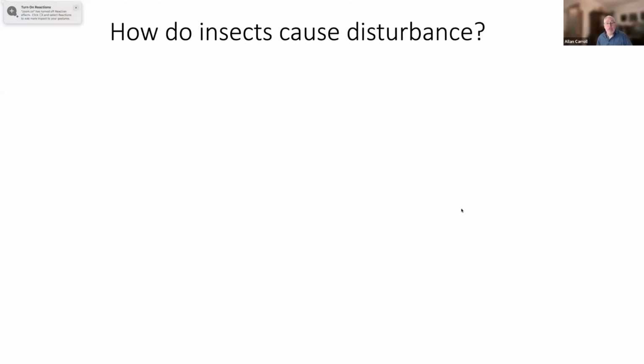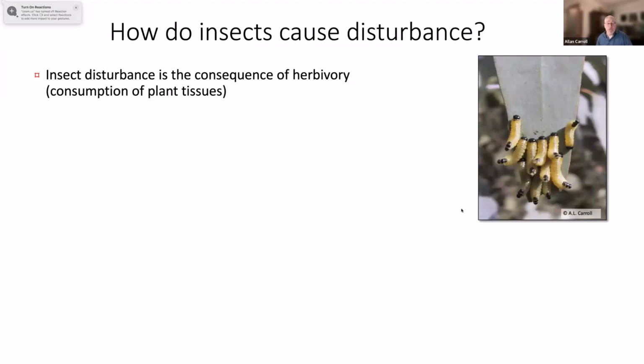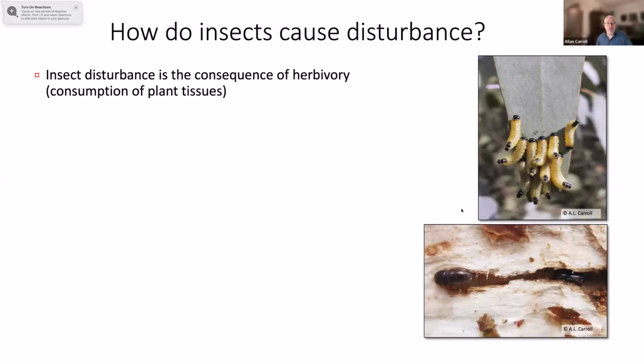So how do insects manifest as disturbance agents? How do they cause disturbance? Well, they do that because they eat. So effectively, an insect causes disturbance by actually causing herbivory, which is the consumption of plant tissues. And you can see from this image here on the right, there's some really interesting sawfly larvae that are chewing on a eucalypt leaf. These guys are chewing away happily and actually causing some form of disturbance based upon our definition. But we can have disturbances of different types associated with different types of herbivory.